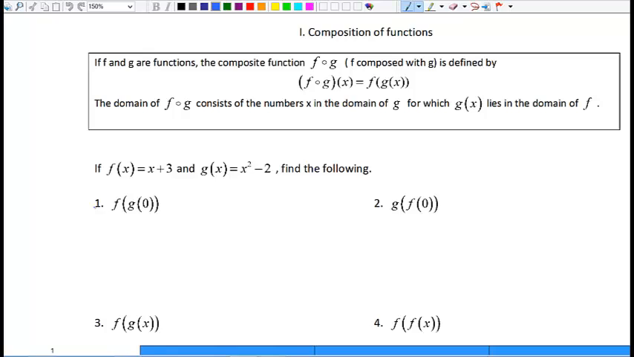Unlike combinations, compositions is a little more complicated. What we're doing instead is we are sticking one function inside of another. Okay, we're going to illustrate this in a couple of different ways. We're just going to start with some numerical things.